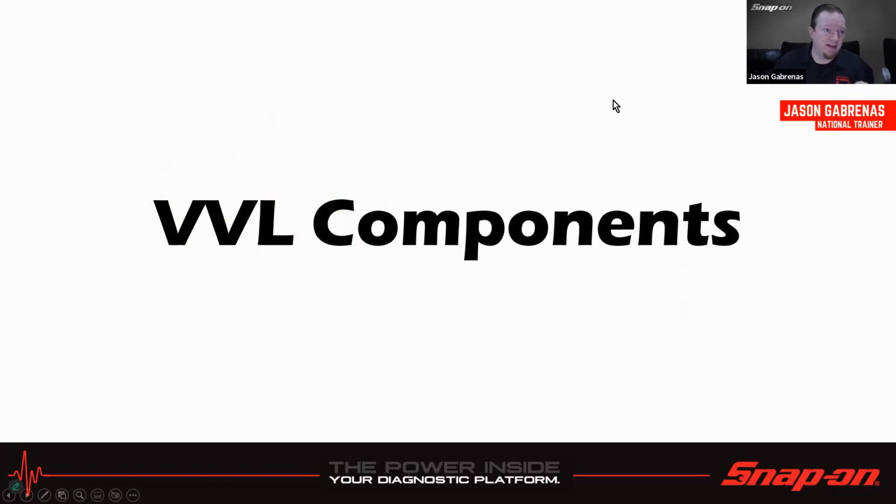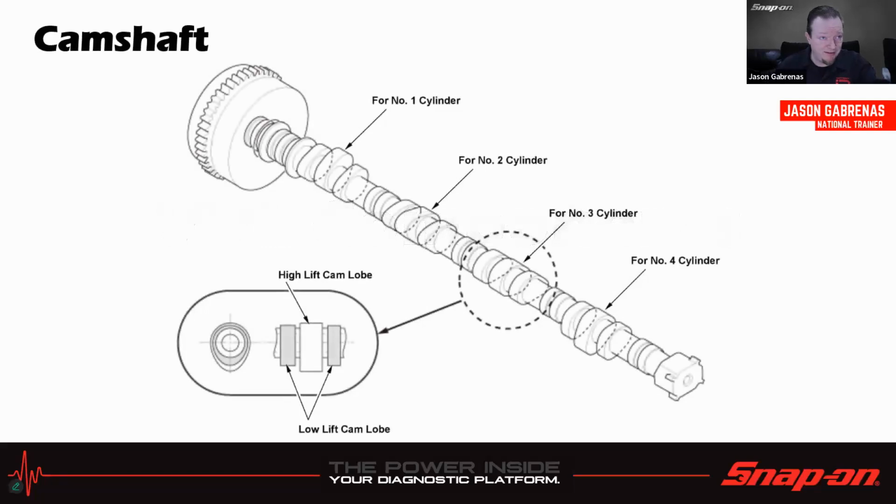So, variable valve lift now. Quite a few manufacturers use this now. Honda was probably the most famous. They did this way back in the 90s with their VTEC system, which is variable valve timing and lift electronic control. What that does is it uses a special cam, which, like I said, other manufacturers do as well. It's going to have a low side and high side cam, right? So we've got the high lift lobe in the middle, and the low lift cam lobes on the outside.